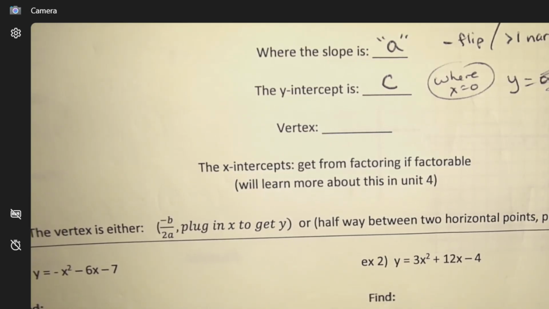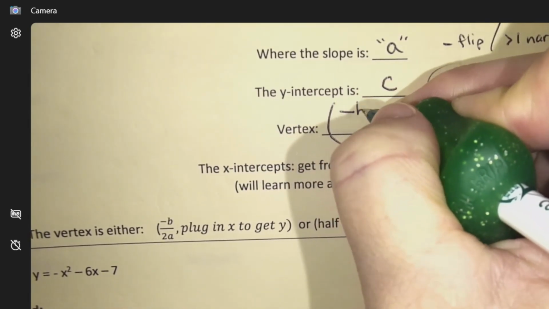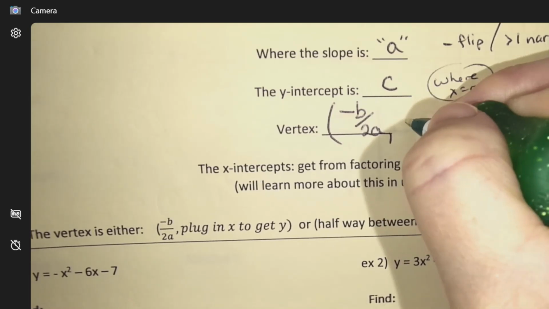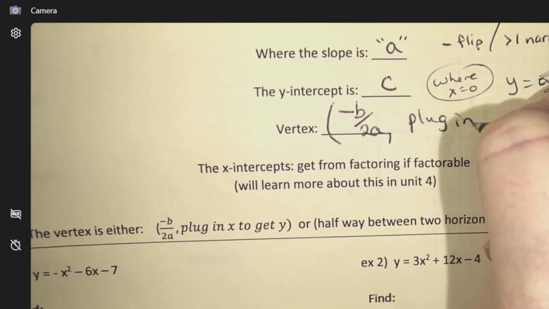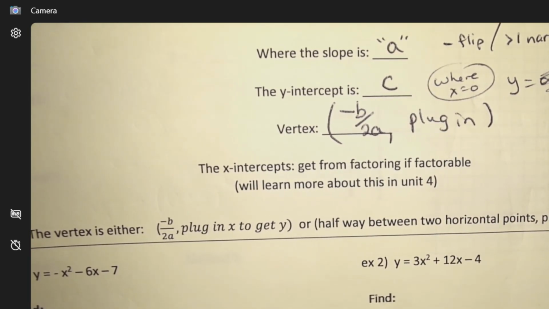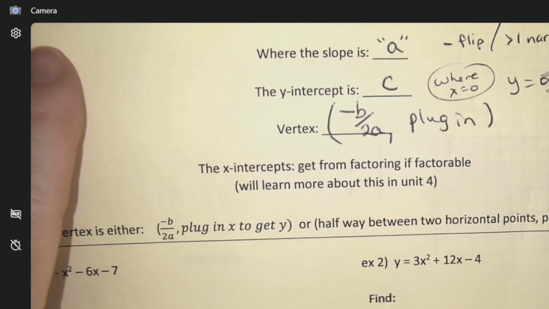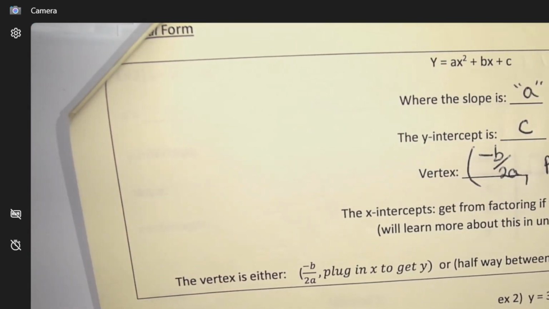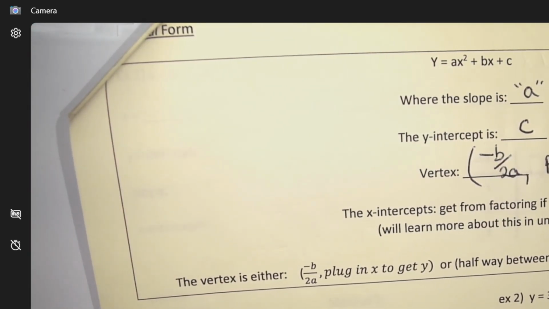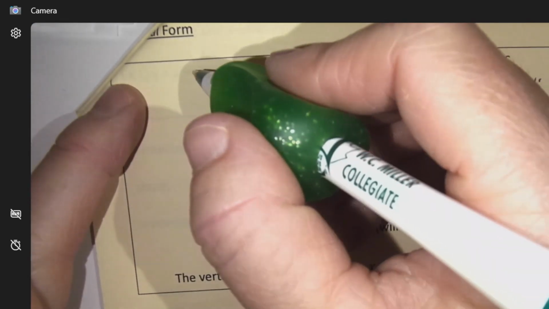Okay, now here's the new piece, the vertex. Negative b divided by 2a, comma, plug in. So this is the thing that's different, real different. It's going to be a little formula, negative b over 2a, comma, plug in. Okay. Also, as a side note, we're going to talk about this relationship.